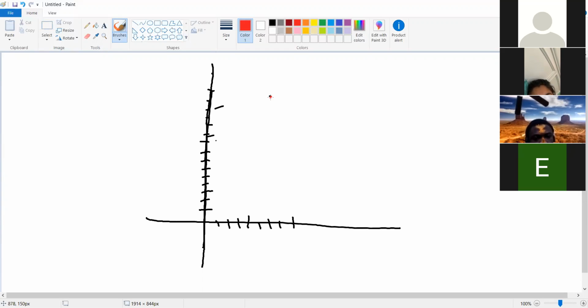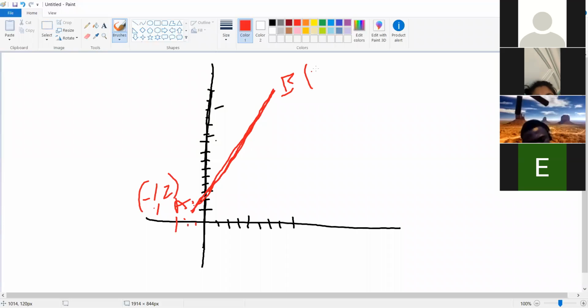And then -1, 2. Okay, and we're looking for this segment. This is A, and this is B. A is -1, comma 2, and B is 7, 14. Okay, and it's a ratio of 1 to 3, which is a total of 4 partitions, right?